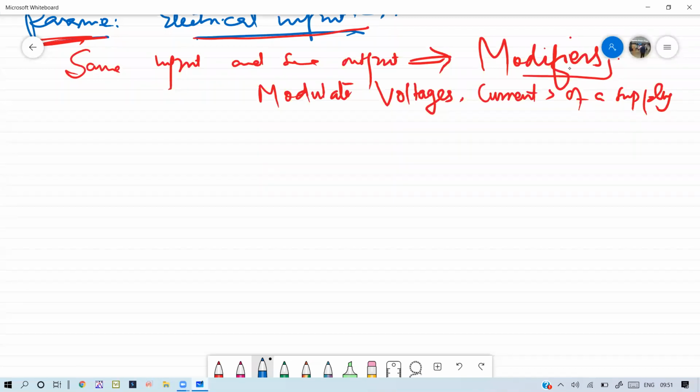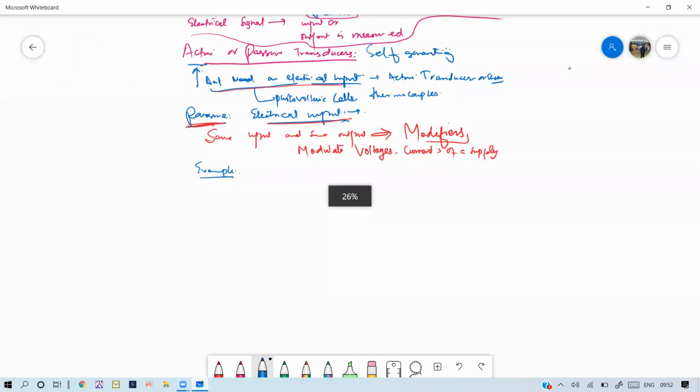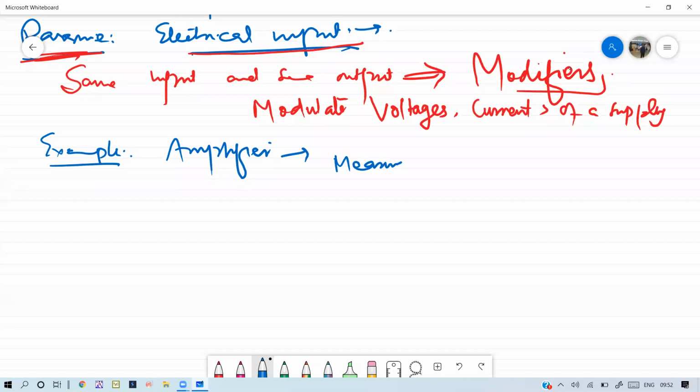Then we have, for example, a modulator or a modifier. The example of a modulator or a modifier is that of an amplifier, or a simple audio amplifier, where we measure the variations of oscillations.